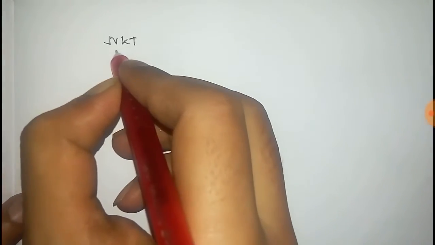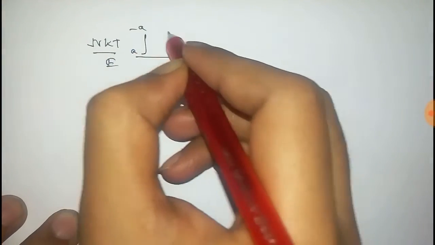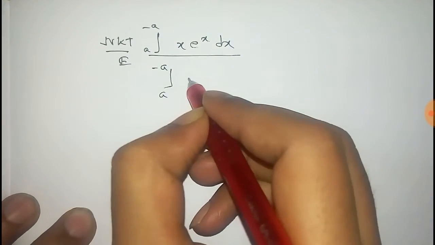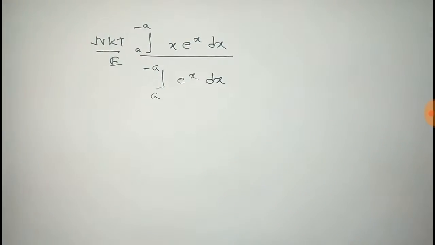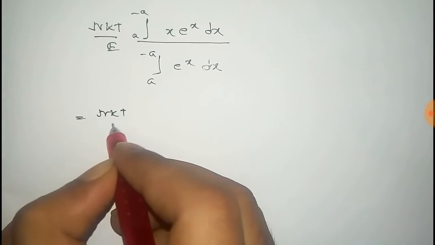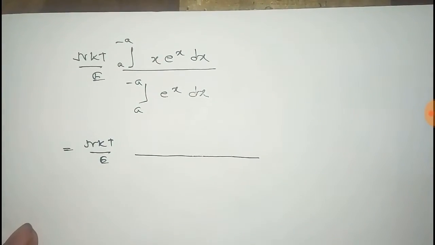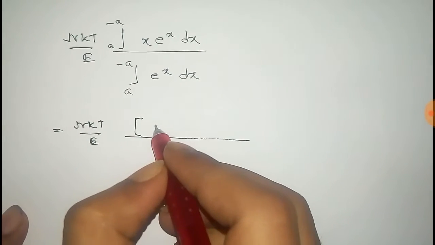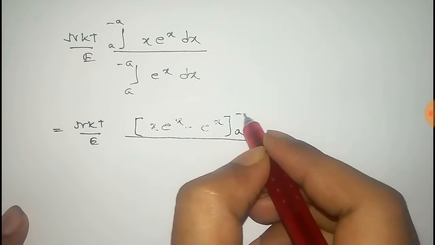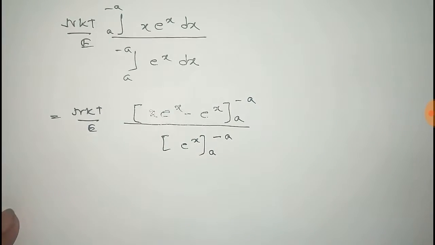Now we have to integrate and put the value of the limit, so that is equal to nkT by e into, with the limit a to minus a, x e to the power x dx by, with the limit a to minus a, e to the power x dx. Now integrate this. For this integral you can go through our another video, the link is given in the description. And the integral is like this.